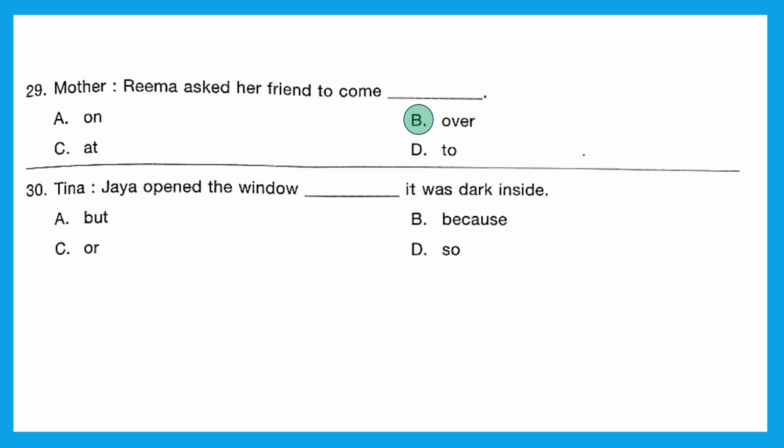Question 30. Tina, Jaya opened the window dash. It was dark inside. Here there is a reason given. Why Jaya opened the window? Because it was dark inside. Option B, because is the right answer.